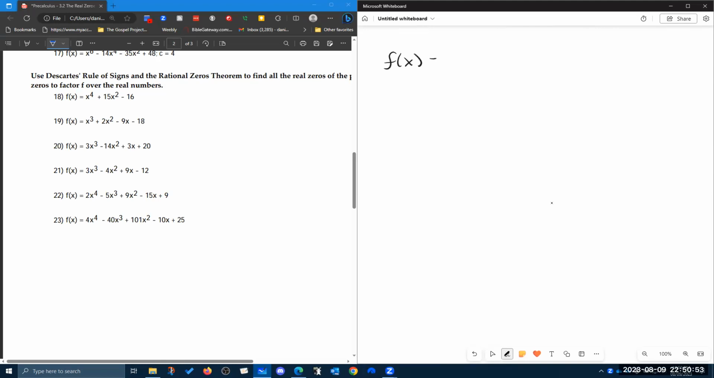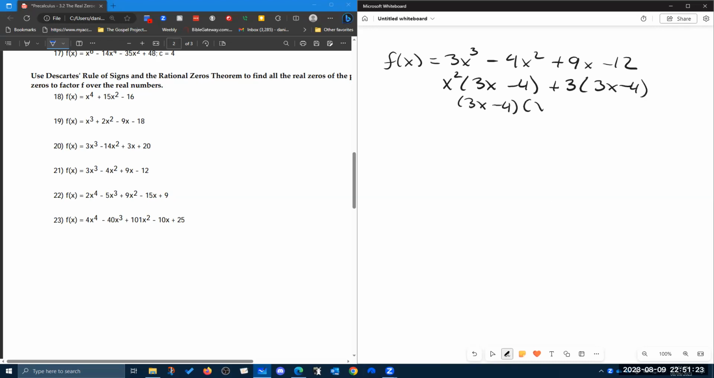F of x is equal to 3x to the third minus 4x squared plus 9x minus 12. I'm just going to show you how to do this one by grouping. I will go and do Descartes' rule of signs. This is x squared times 3x minus 4 plus 3 times 3x minus 4. It's going to be a 3x minus 4 times an x squared plus 3. So my only answer that's going to work here is going to be x equals 4/3. This is going to be an irreducible quadratic, so this is completely factored.